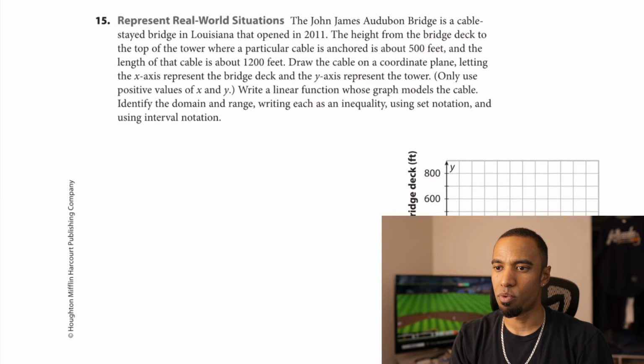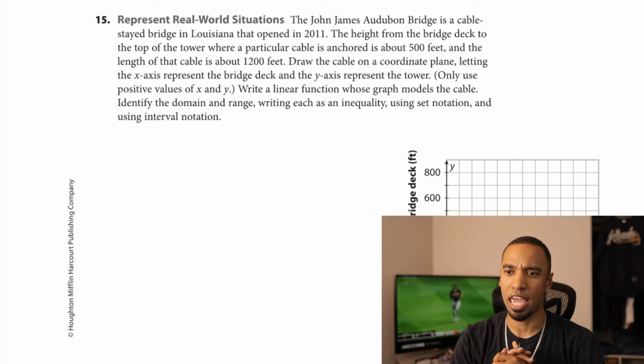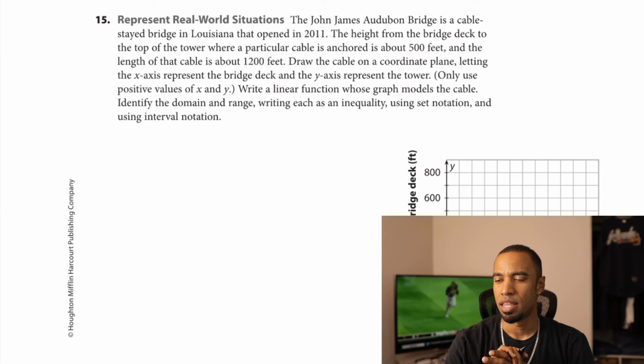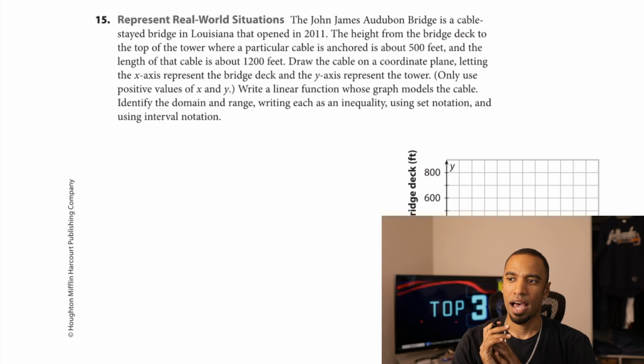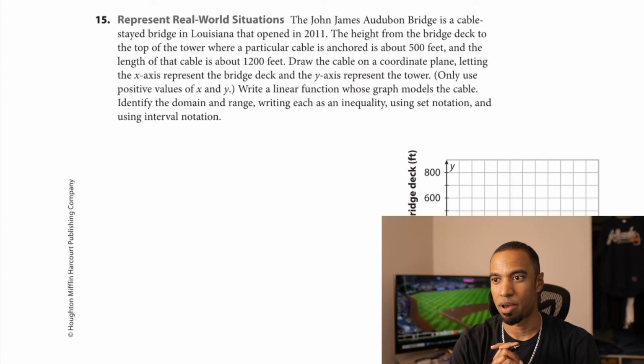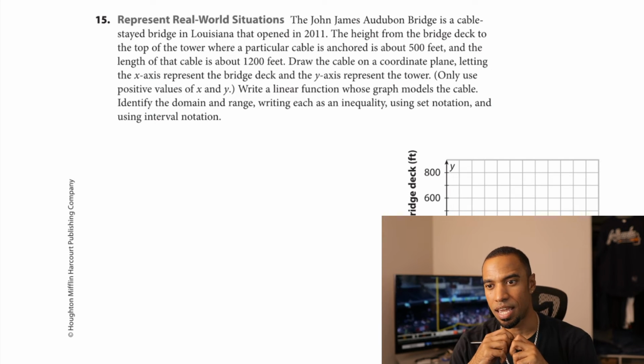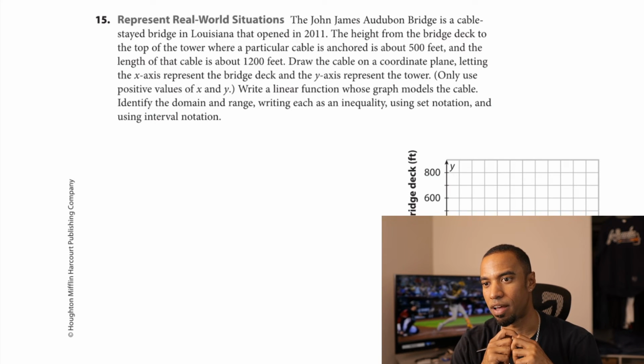Last one, number 15, represent real-world situations. Some more stuff. The John James Audubon Bridge is a cable-stayed bridge in Louisiana that opened in 2011. The height from the bridge deck to the top of the tower where a particular cable is anchored is about, did you understand anything you're reading? It's about 500 feet, and the length of that cable is about 1,200 feet.